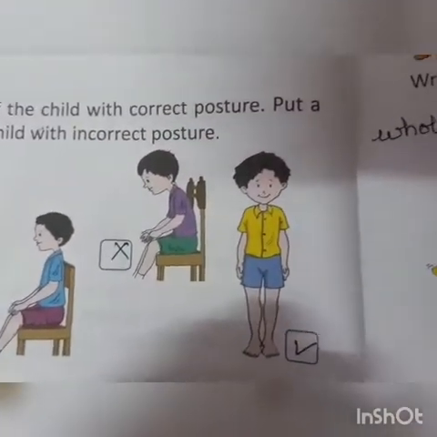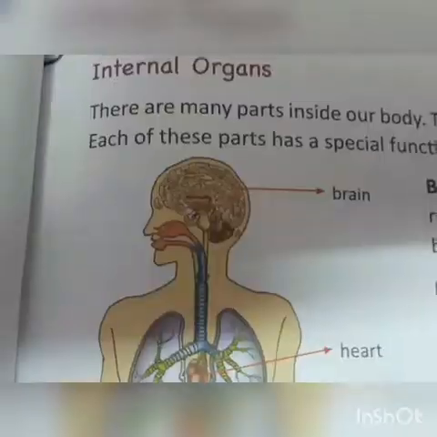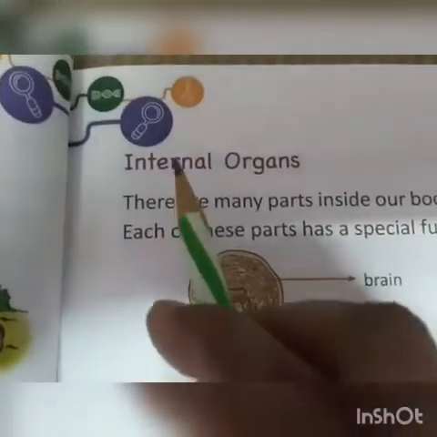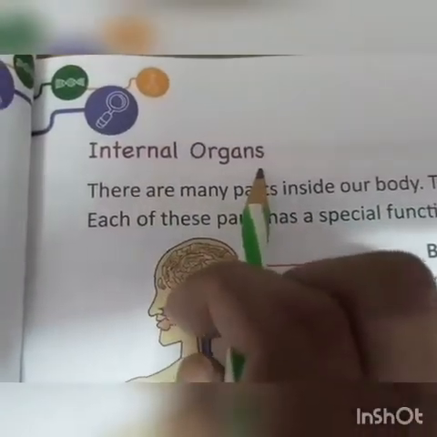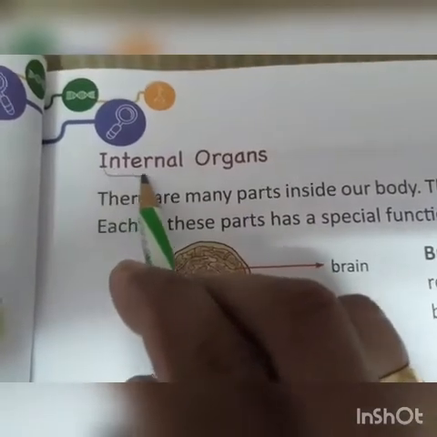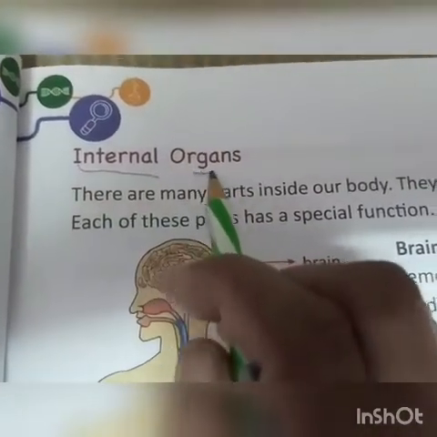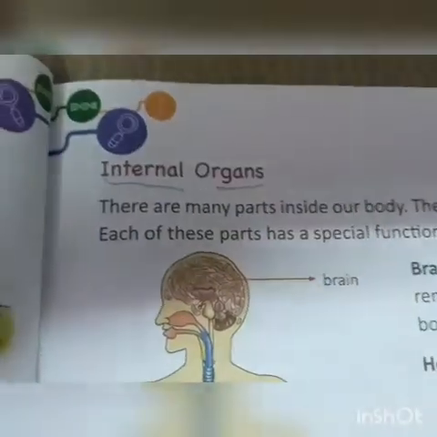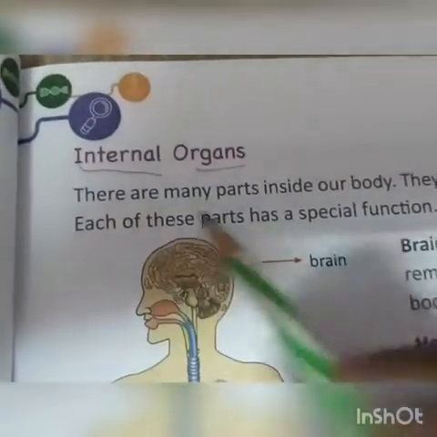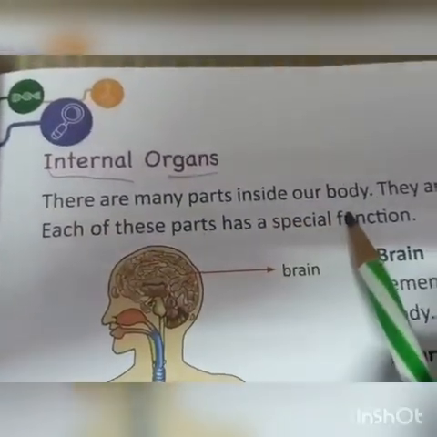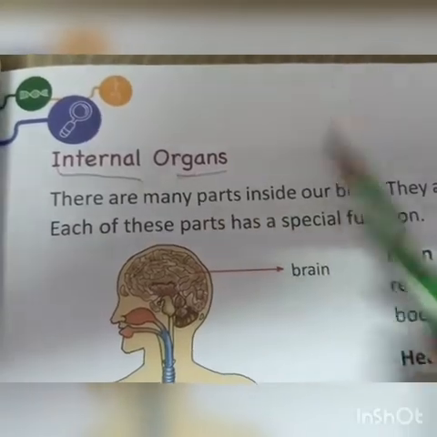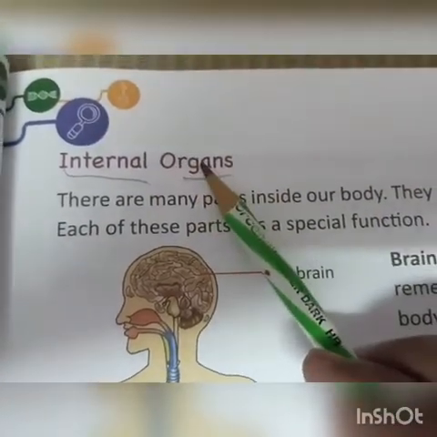Now moving on to page number 37. Your next topic is internal organs. Now what is the meaning of internal organs? There are certain organs which are inside our body. So there are many parts inside our body. जो parts body के अंदर हैं, those are called the internal organs.